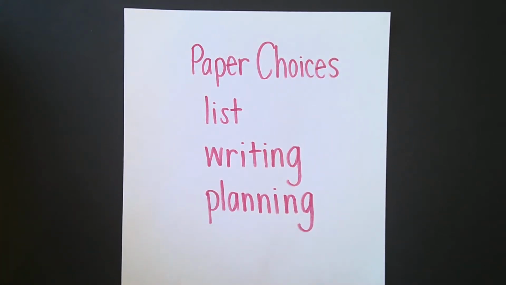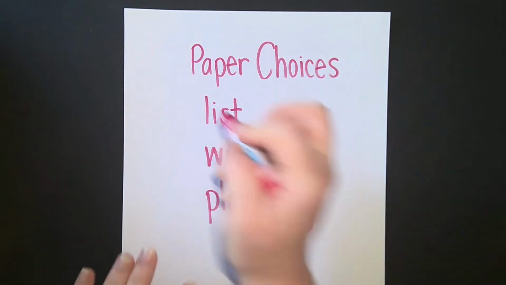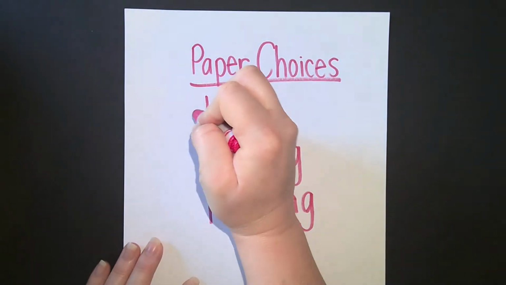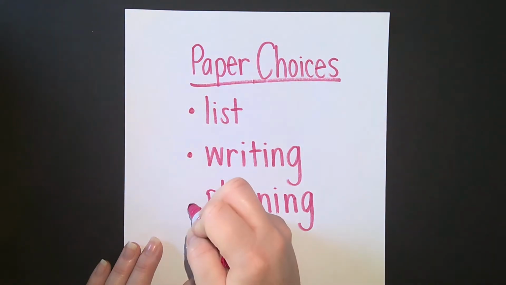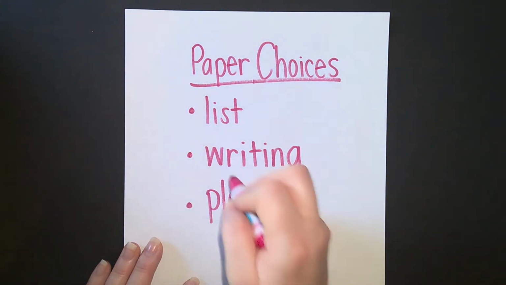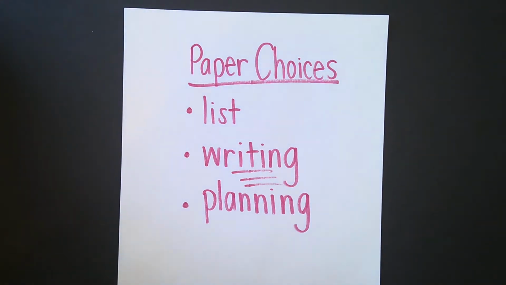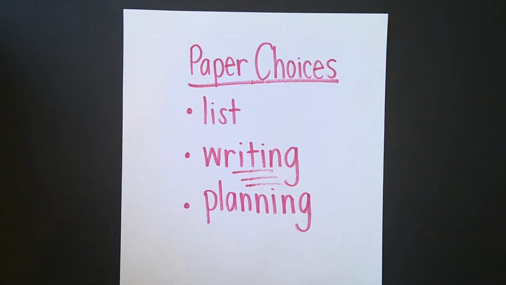All of these choices are on Blackboard 24/7, but if you don't have access to a printer, you can also make them very, very easily at home. So the kinds of paper that we're going to make today are list paper, writing paper, and planning paper. And if we make lots and lots and lots of writing paper, we can turn that paper into a book.